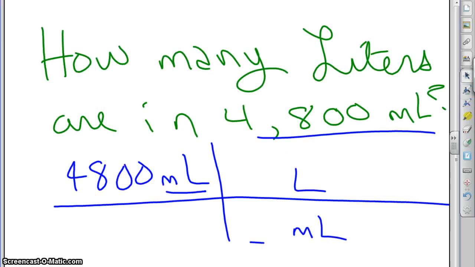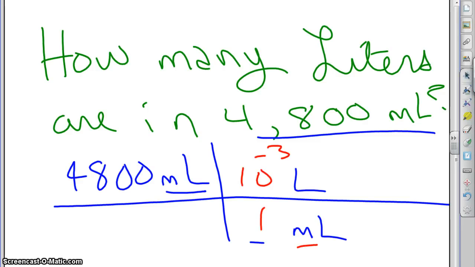So here we go. Now we're back all the way to where we started, 4,800 milliliters. Milli means 10 to the negative third, and we need to have 10 to the negative third in one place, and we need to have 1 in the other place. And the 1 goes with the prefix. The prefix is here, so the 1 goes here. That means 10 to the negative third goes up here.